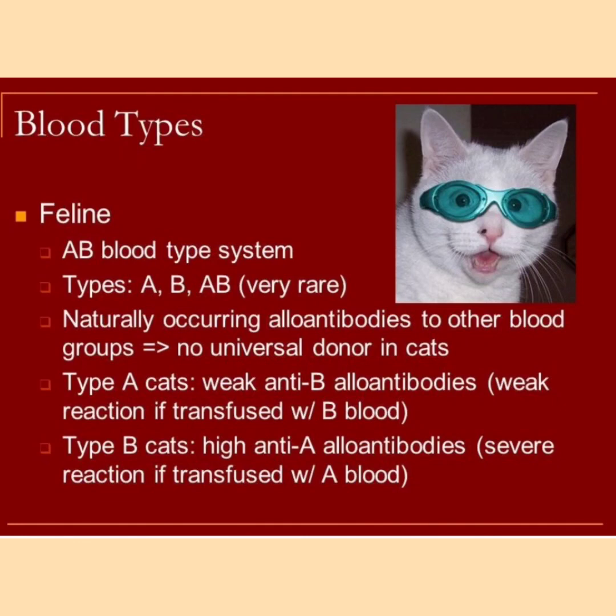Now, something about these felines. The AB blood type system is found, and the types that are found are A and B, and AB group is very rare. There are naturally occurring alloantibodies to other blood groups. So there is no universal donor in cats. When you take type A cats, a weak anti-B alloantibody reaction occurs if transfused with B blood. In type B cats, they have high anti-B alloantibodies. So there is a severe reaction if transfused with A blood.